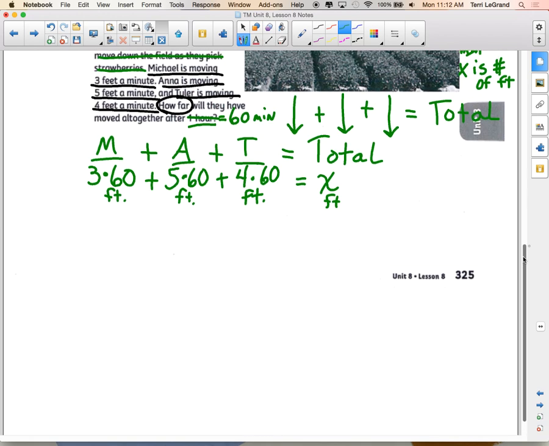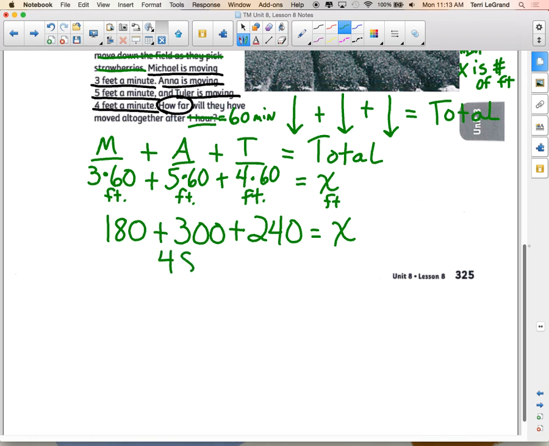Okay. So 3 times 60 is 180, because 3 times 6 is 18, attach that 0. 300. 240. Now we'll follow order of operations, right? 180 plus 300, how much is that? 480.